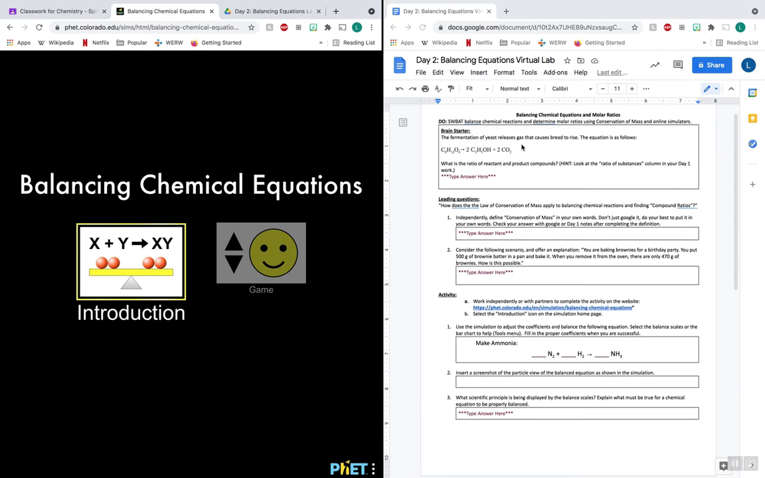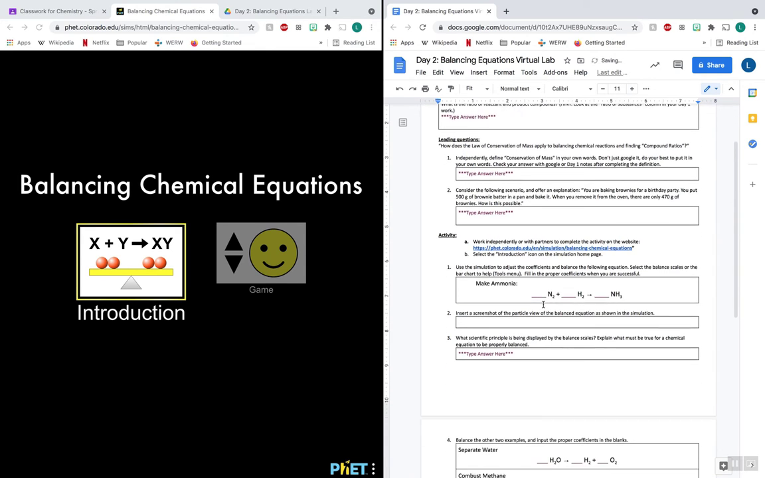The main idea that we're discussing today is this leading question right here. How does the law of conservation of mass apply to balancing reactions and finding compound ratios? So keep that in mind as we go forward. Got a couple starter questions right here, and I'm not going to answer these because I really want you to spend some time doing this yourself, okay? And consider these questions in your head before you go on to the actual activity. They're not right or wrong questions, they're just to get your head going in the right direction.